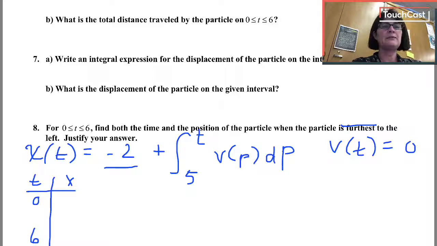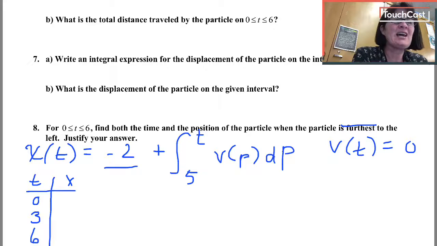I'm going to include 3. If you include 5, you're going to end up doing a little bit of extra work, but nobody would hold it against you. So are there any of these times that I actually know the position? No, because the one time that I was told about the position is time 5, and that's not one of my candidates. So I'm going to have to figure out the position at time 0, the position at time 3, and the position at time 6.